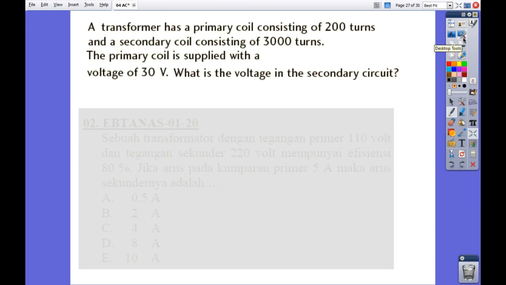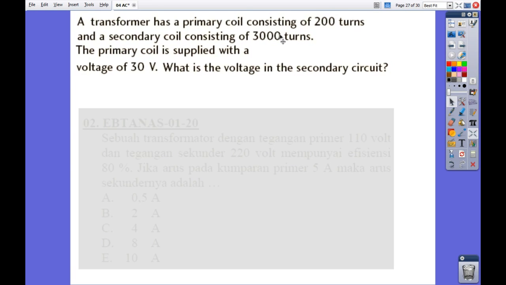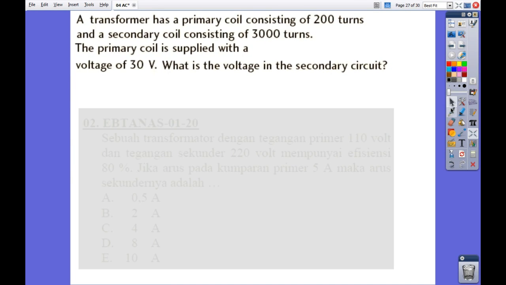For example, here a transformer has a primary coil consisting of 200 turns and secondary coil consisting of 3000 turns. The primary coil is supplied with a voltage of 30 volt. What is the voltage in secondary circuit?